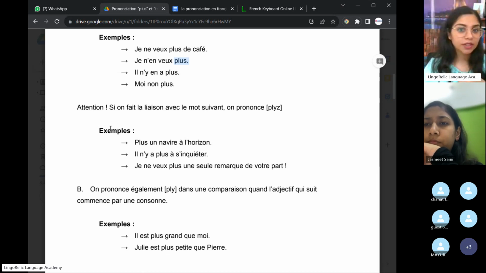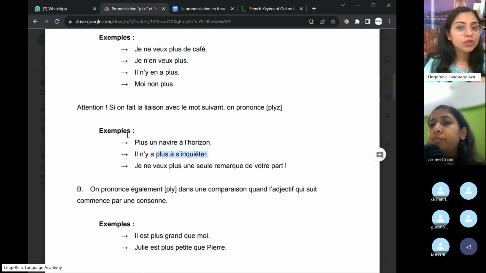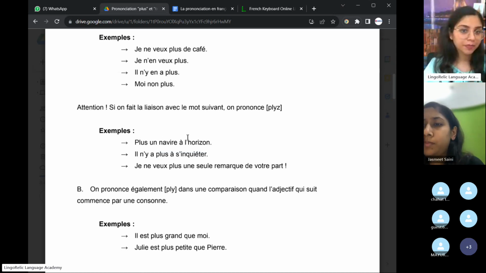Z का sound आ रहा है यहाँ पे. Je ne veux plus une seule remarque de votre part. Je ne veux plus une seule remarque de votre part.